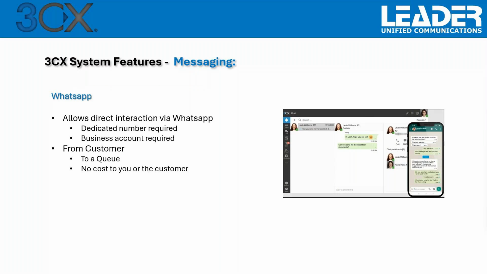WhatsApp messaging allows direct interaction via WhatsApp. A dedicated number is required, so that's a restriction from WhatsApp. The number that you use for the WhatsApp messaging cannot be used otherwise, and a business account is required. The chat messaging has to come in from the customer's end. Again, that is a restriction from Meta. There's no possibility that a chat can be established from within the PBX to the customer.